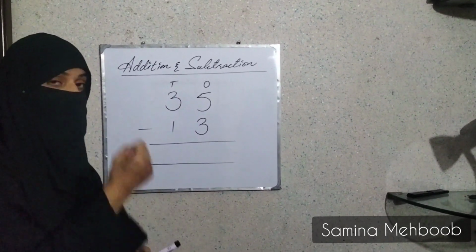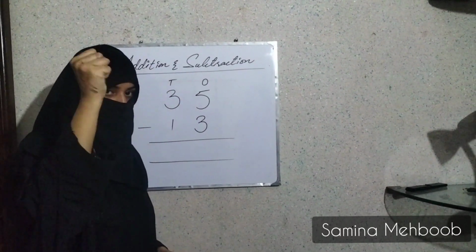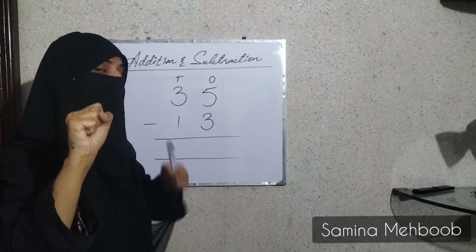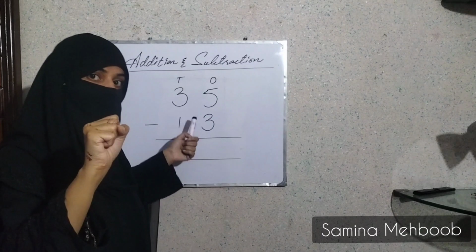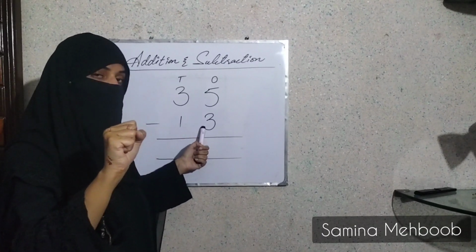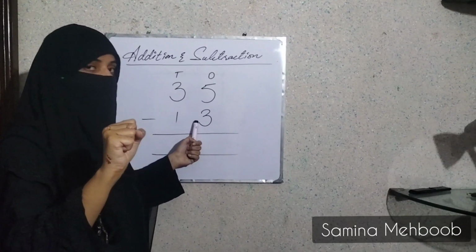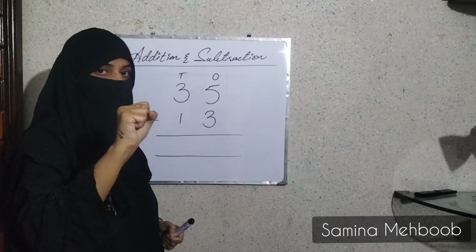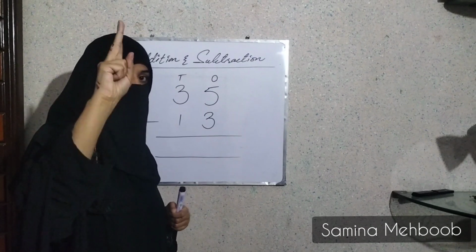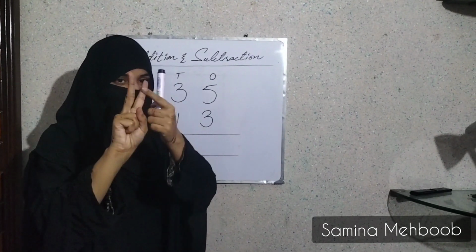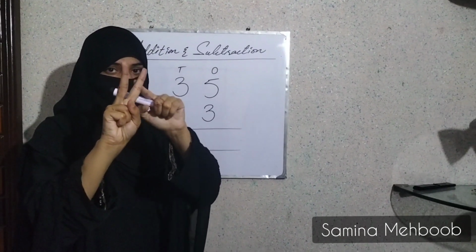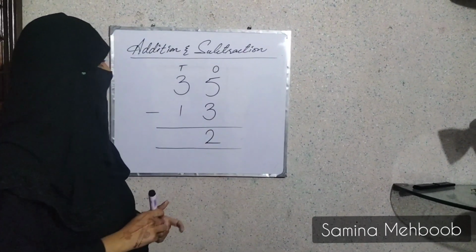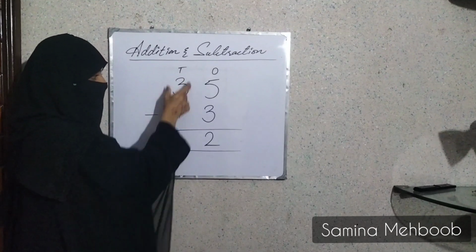Now, make a fist, and start counting after the smaller number. What is the smaller number in one's place? 3. Start counting after the smaller number until the greater number. After 3, 4, 5. Now stop. What is the answer? 1, 2. The answer is 2. Very good. Now come to the tens place.